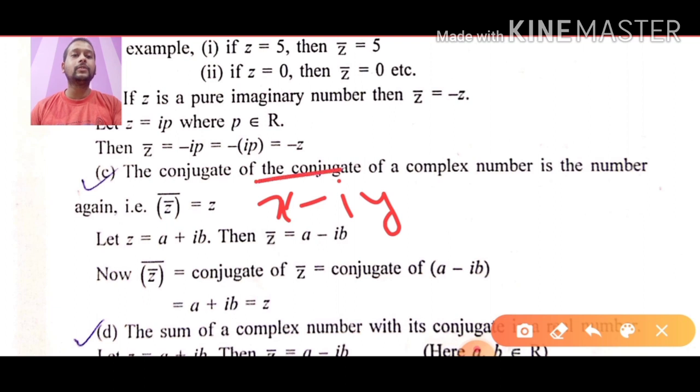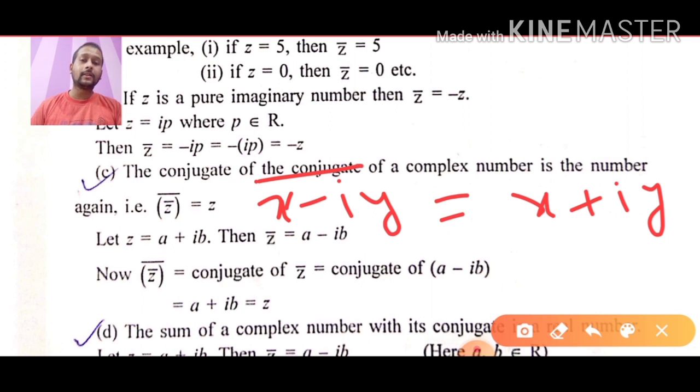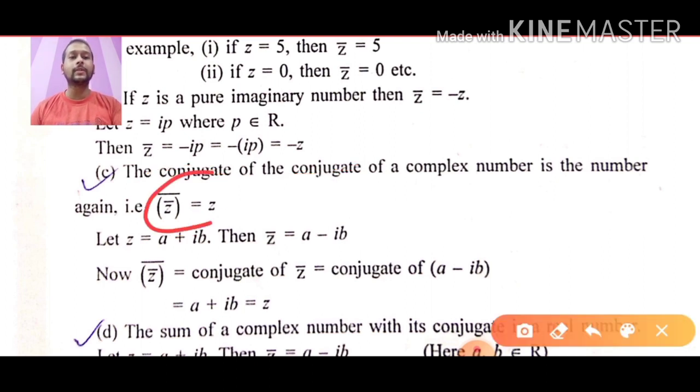Again, if you take the conjugate, that means if you take the conjugate, bar, again it will become what? X plus iy. The conjugate of x plus iy is x minus iy. Again the conjugate of x minus iy is what? Again x plus iy itself. So that means the conjugate of a conjugate of a complex number is the complex number itself. Okay, this is what it says. The proof is given here.